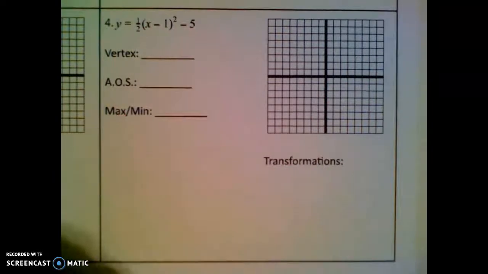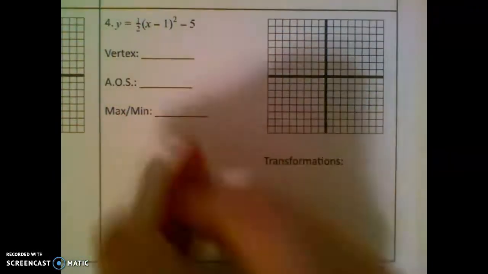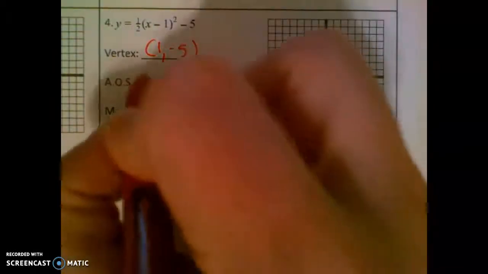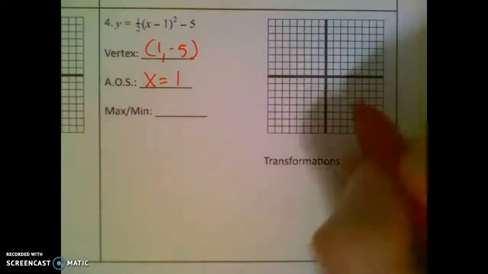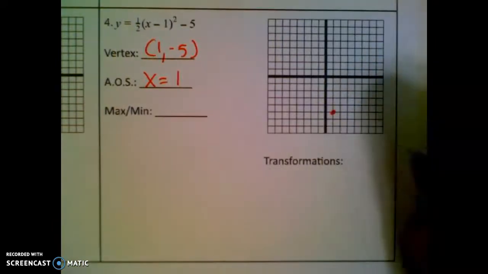I did go ahead and skip number 3 just because we don't have enough time. So go back and look at that on the notes. But here, vertex is opposite of the inside, same as the outside. So it's going to be a +1, -5. AOS is always going to match that value. So I'm going to go over to 1 and then -1, 2, 3, 4, 5 and put a dot.